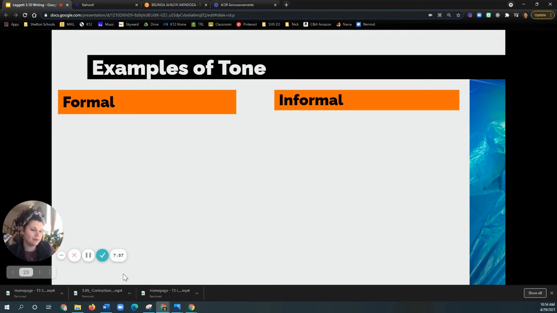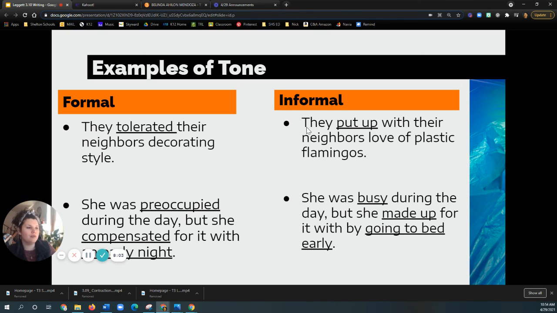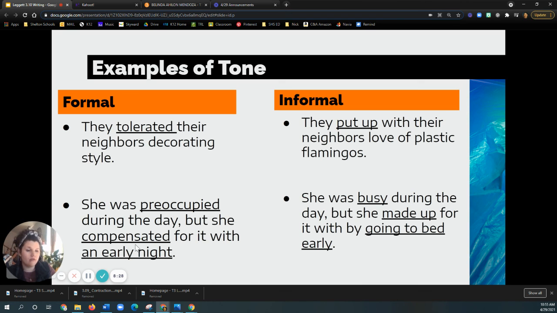Let's look at some other examples. Informal, you might say they put up with their neighbors' love of plastic flamingos. The formal or the nicer way of saying that might be they tolerated their neighbor's decorating style. Or here's this one. She was busy during the day, but she made up for it by going to bed early. This is more casual as opposed to a formal way of saying this: She was preoccupied during the day, but she compensated for it with an early night.